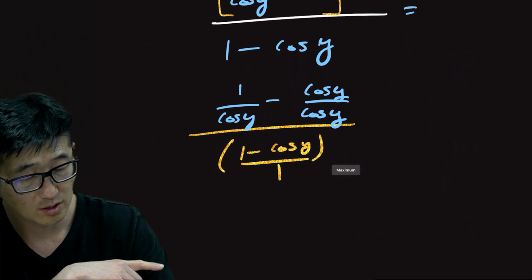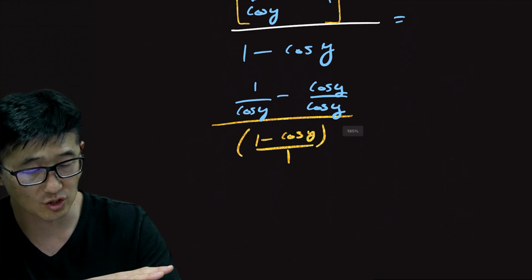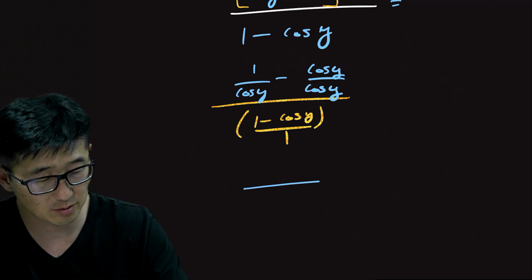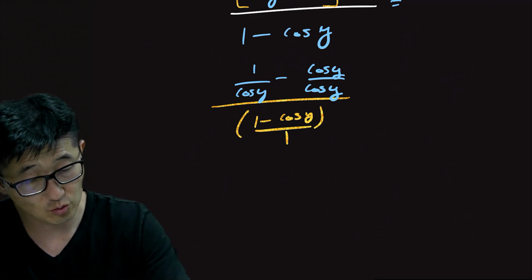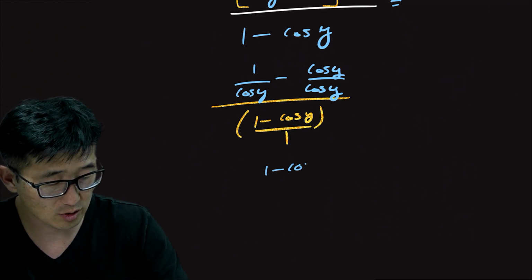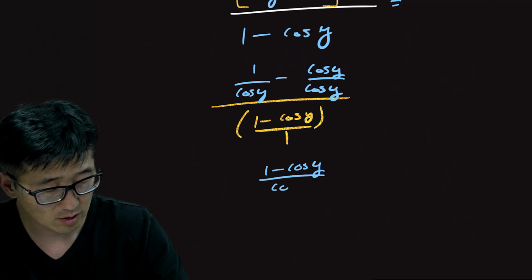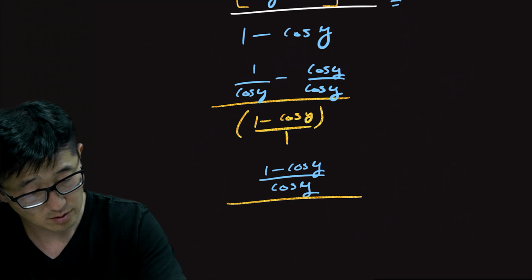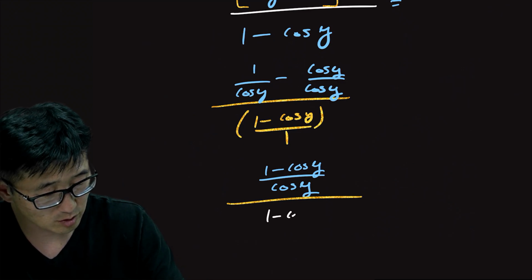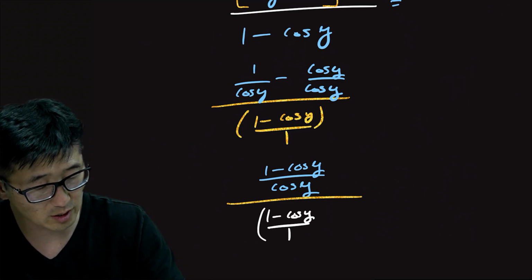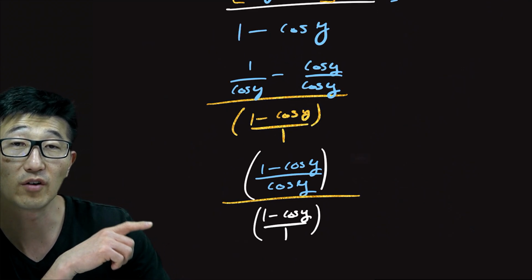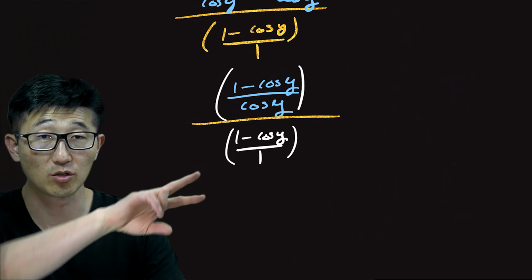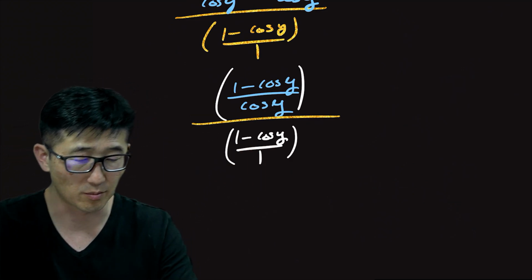And then you always want to combine fractions and work with one fraction on top, one fraction on the bottom. So this would be 1 minus cosine of y over cosine of y, all over 1 minus cosine of y over 1. Notice you have one fraction on top, one fraction on the bottom. And what do you do with the denominator? You flip it and you multiply to the top, right?